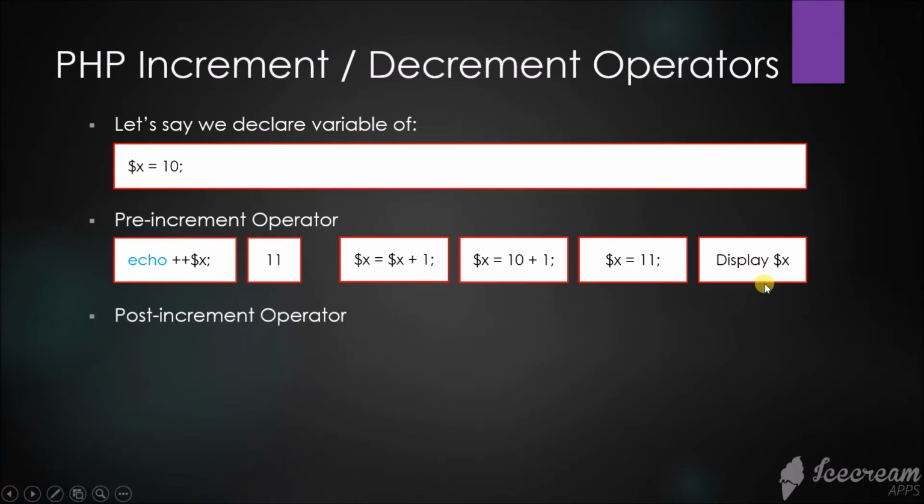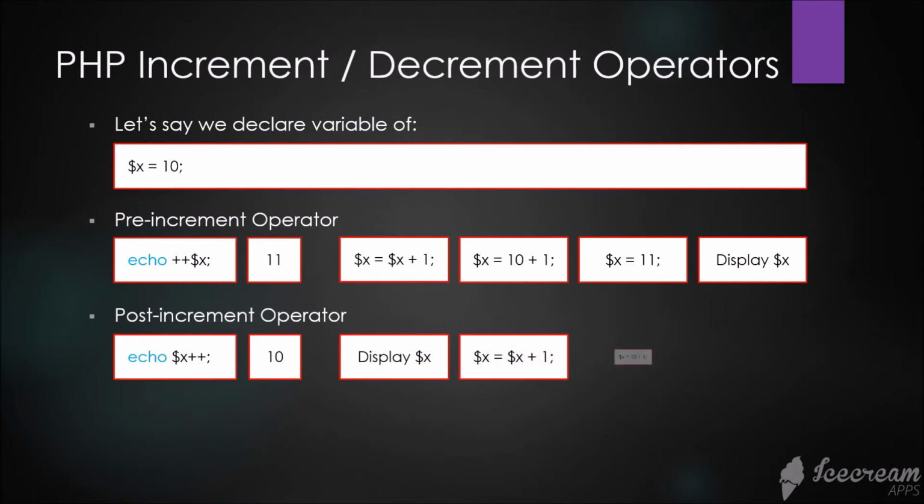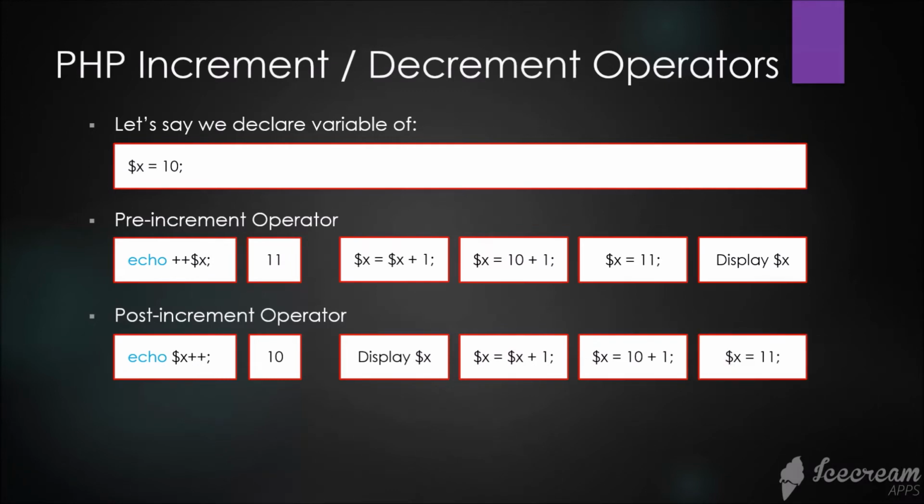Now for the post-increment, if we have this one, what do you think will be the answer, the value or the output? It will be 10. Why? What comes first here is the execution of the statement, which is the display. Once the value is displayed, it will then calculate our value. After that particular statement, that's the only time it will have a value of 11. So our answer here is 10.